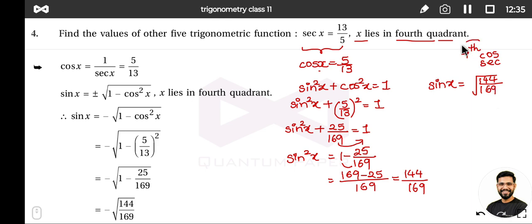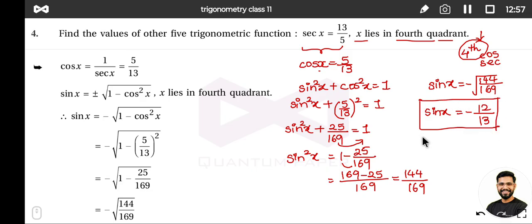And the quadrant is given: x lies in the fourth quadrant. So in the fourth quadrant, sine is negative, so we have to write down the minus sign. So minus root of 144, which is 12, upon root of 169, which is 13. So the value of sin x is minus 12 over 13. From here, if we take the reciprocal of sine, we will get cosec x. So cosec x is equal to minus 13 upon 12.